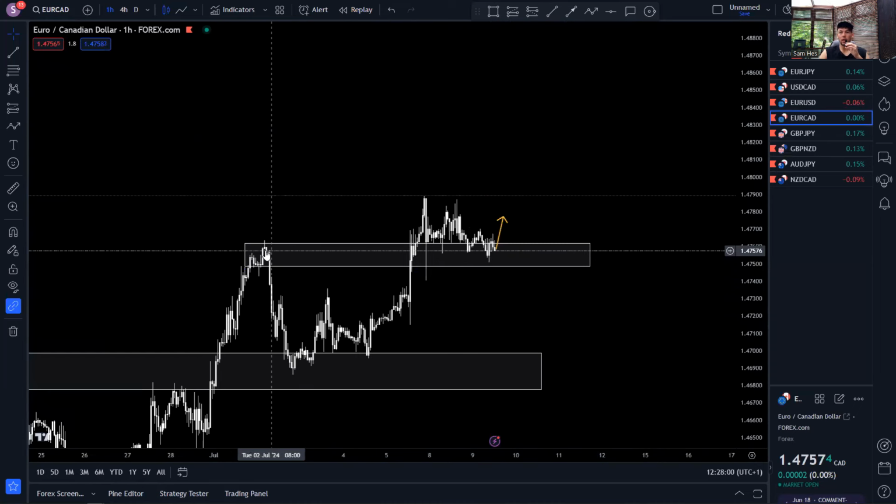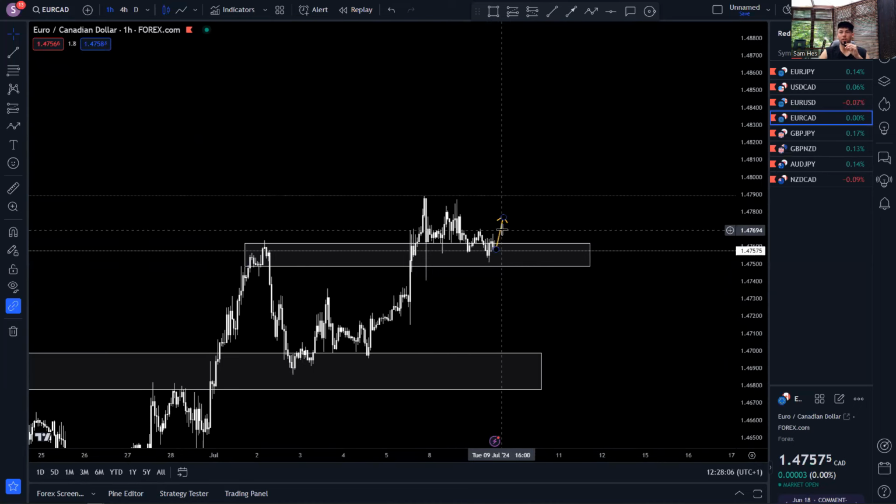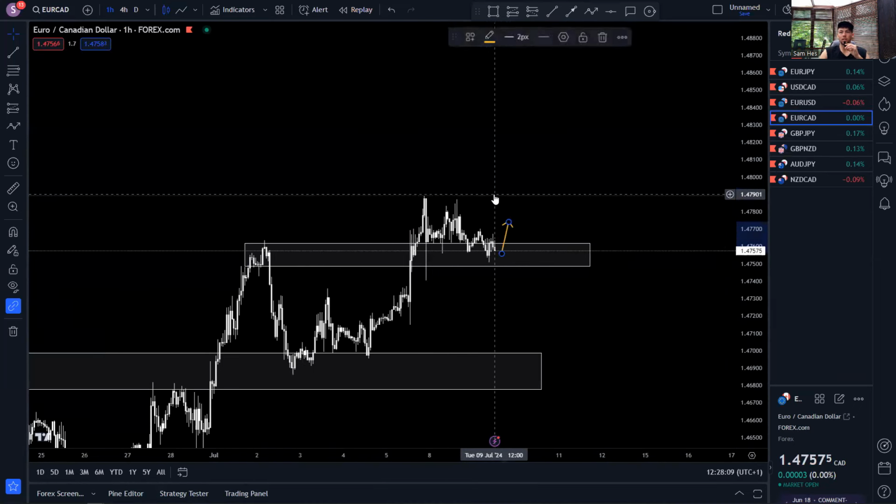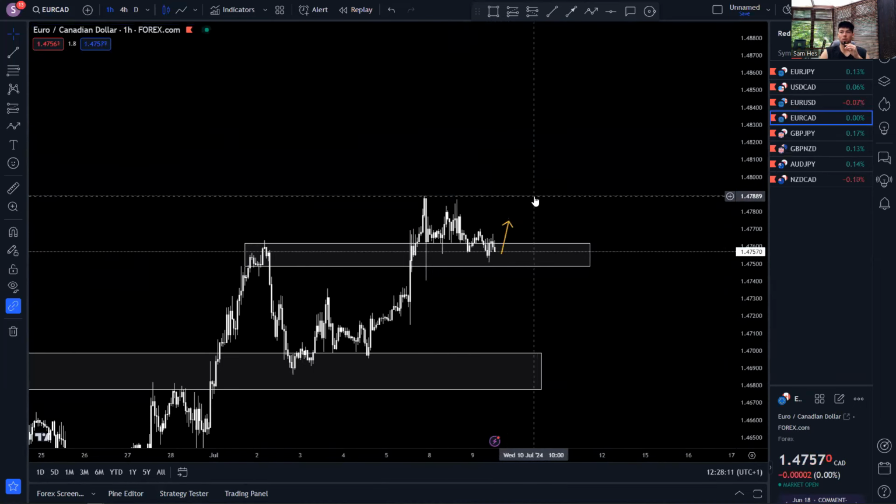EURCAD, similar sort of thing. It's spiked here, it's broken it once. Since it broke, it's respected. However, it is sort of making lower lows and lower highs. So this is probably one of the weaker setups right now. But again, it's something I'm still watching. And like all the others, I'm waiting for some strong rejection, maybe a change in structure, and then I'll look to go long.